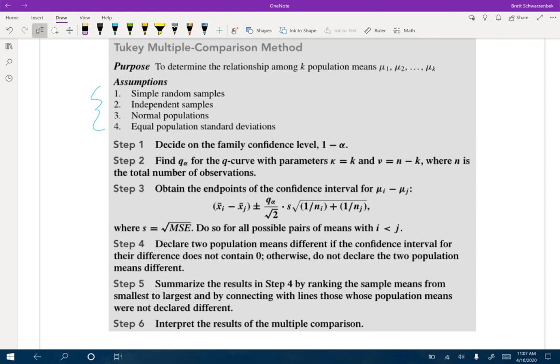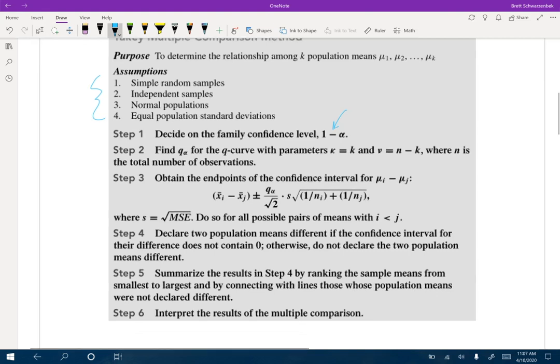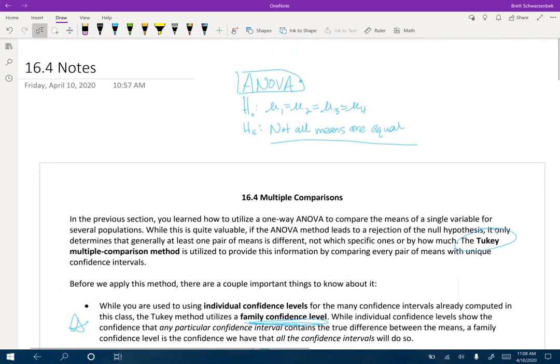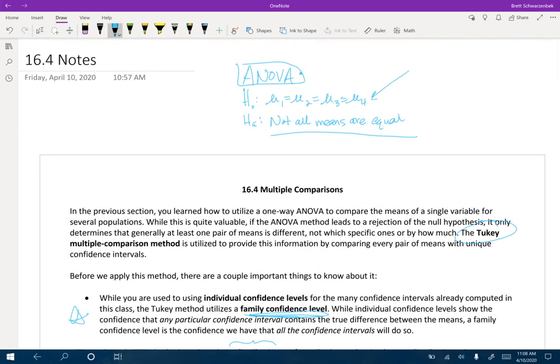You have to decide on a family confidence level, which is always going to be 1 minus alpha. So why do we have to do 1 minus alpha and a confidence level? Because these are confidence intervals. In ANOVA, you're going to be given a significance level, alpha, to do the test. When you're done with the test, if you determine that you have rejected H naught, that means you want to figure out why. So just to be clear, you only run a Tukey method if you reject H naught. That's a big, big statement right there, so make sure you keep note of that somewhere. You only do a Tukey method if you reject H naught.